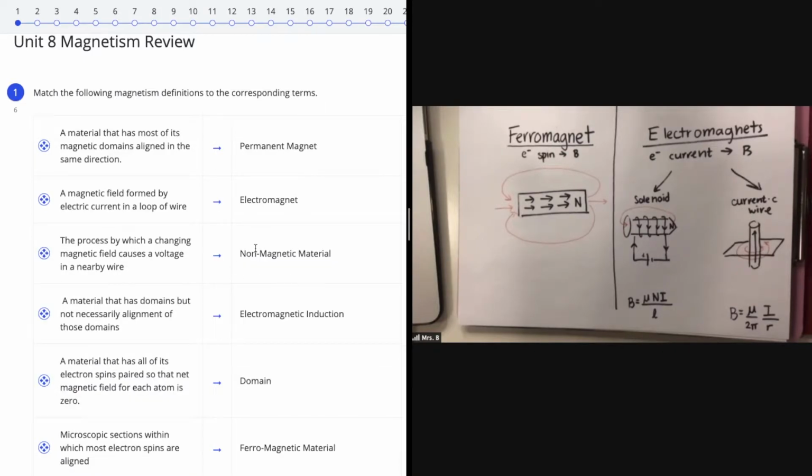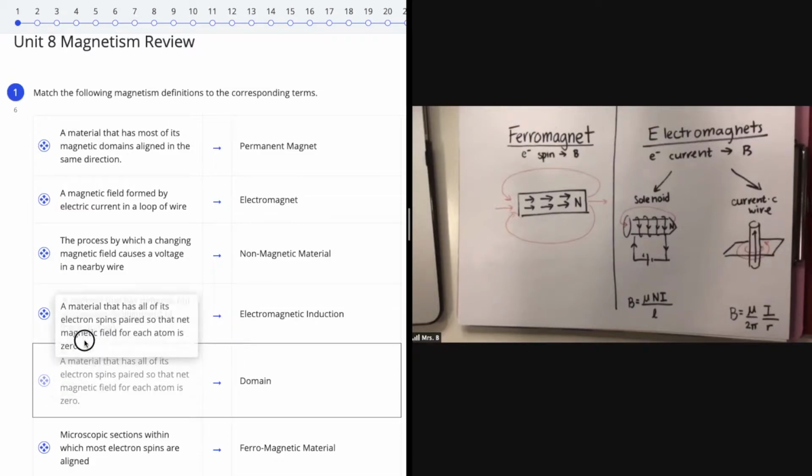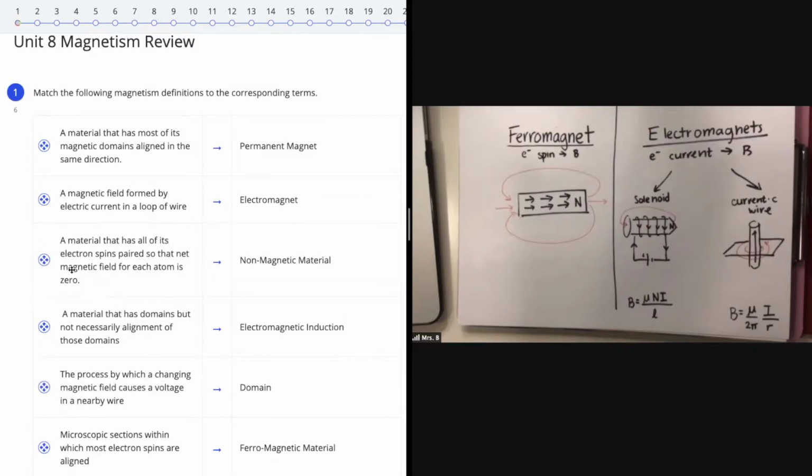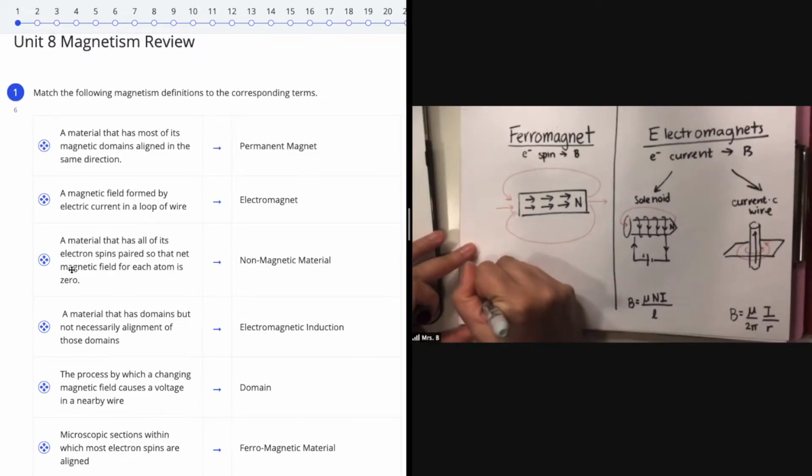A non-magnetic material is a material that can't be made into a ferromagnet. This is something like carbon or nitrogen or water. It's a material that has all of its electron spins paired, so the magnetic field for each atom is zero. A good picture to have in the back of your head for this is something like carbon.